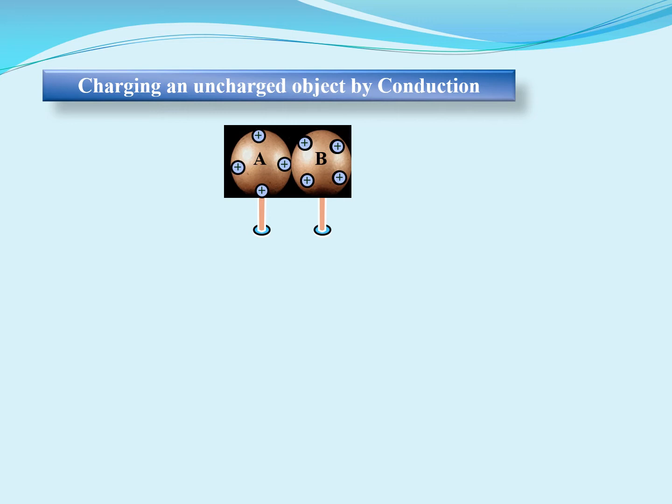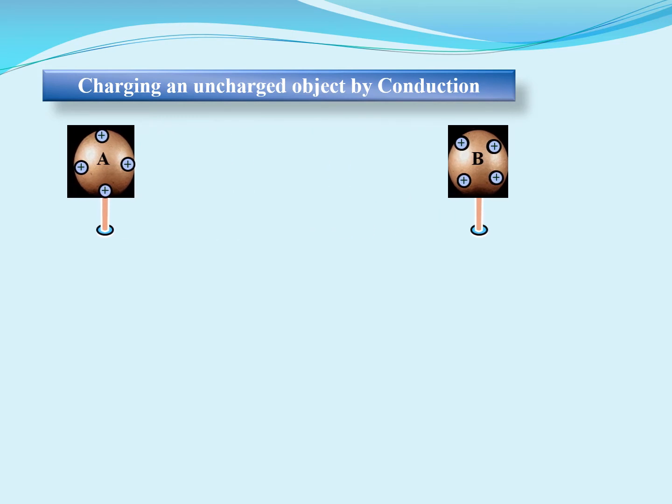Initially, let us say there are two bodies A and B which are positively charged. As shown, A has 4 positive charges as well as B has 4 positive charges. The charges from A and B are free to move from one body to the other body.